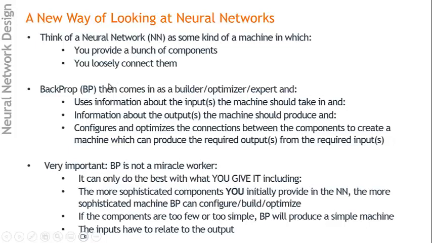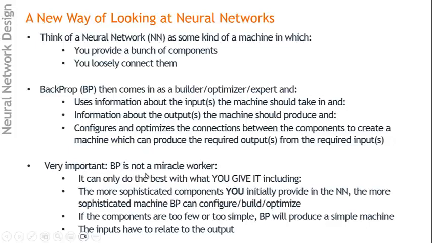All right, now, then backpropagation comes in and takes your rough design and uses information about the inputs the machine should take and the outputs, and configures the connections between the components. In other words, backpropagation says, okay, you've given me this structure, and you want this structure to produce these outputs from these inputs. So we're going to optimize or tune your structure to enable it to produce the desired outputs from the inputs that you give it.